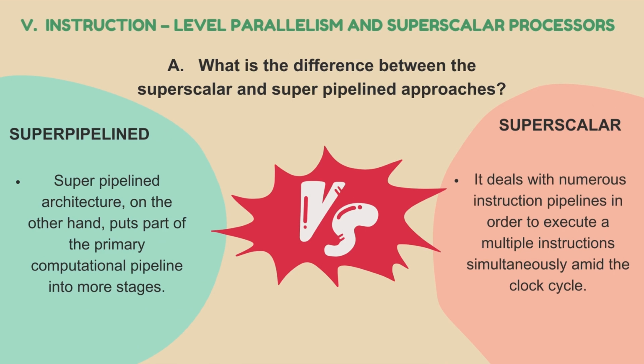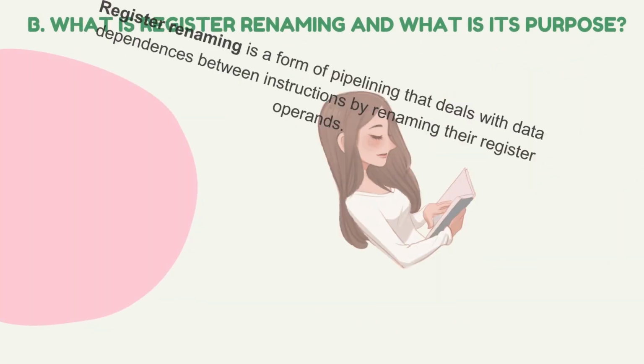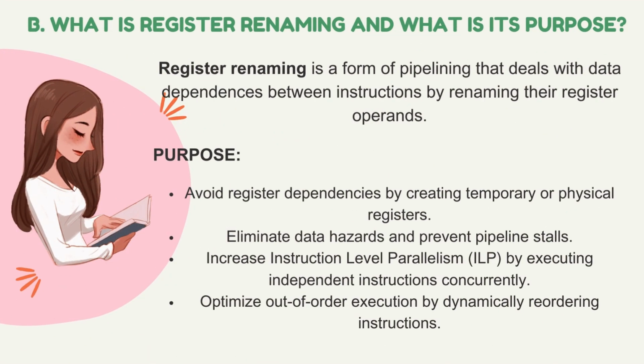5. Instruction-level parallelism and superscalar processors. First question is, what is the difference between the superscalar and superpipelined approaches? The superscalar deals with numerous instruction pipelines in order to execute multiple instructions. On the other hand, superpipelined puts part of the primary computational pipeline into more stages.